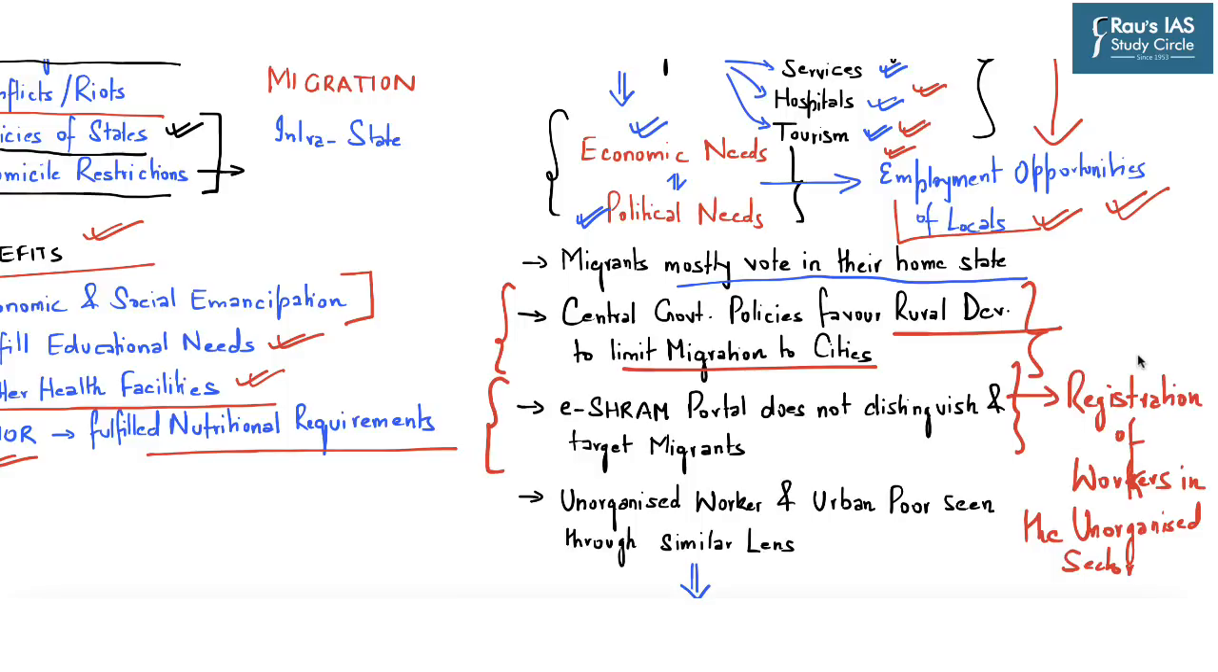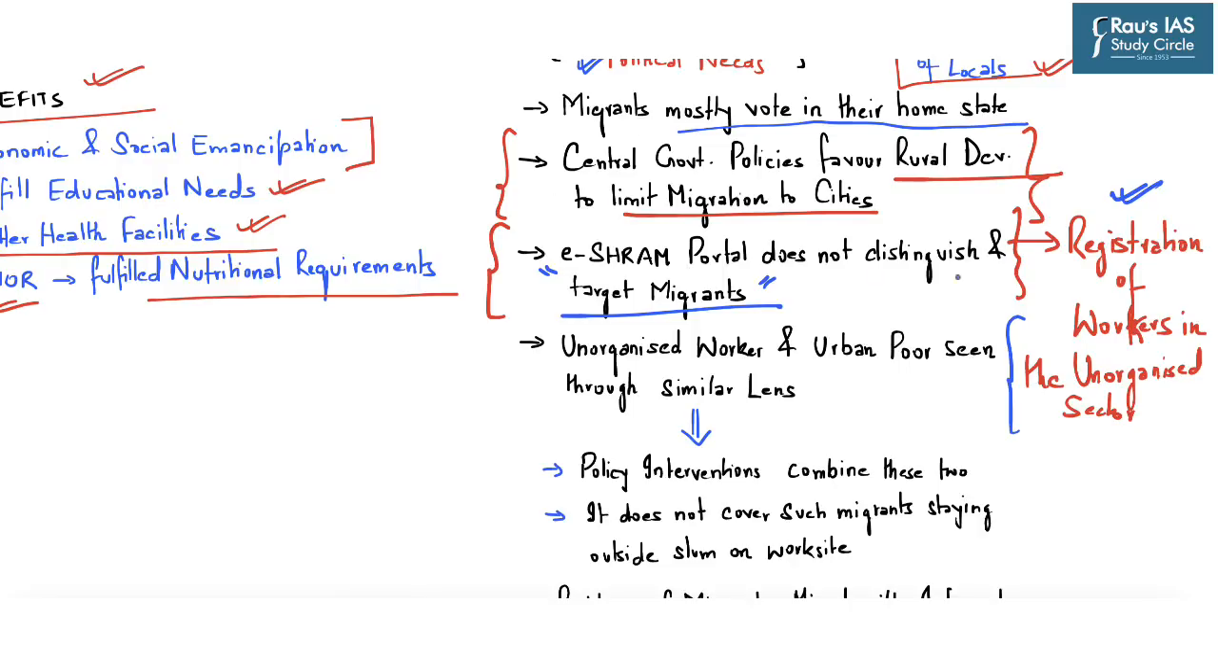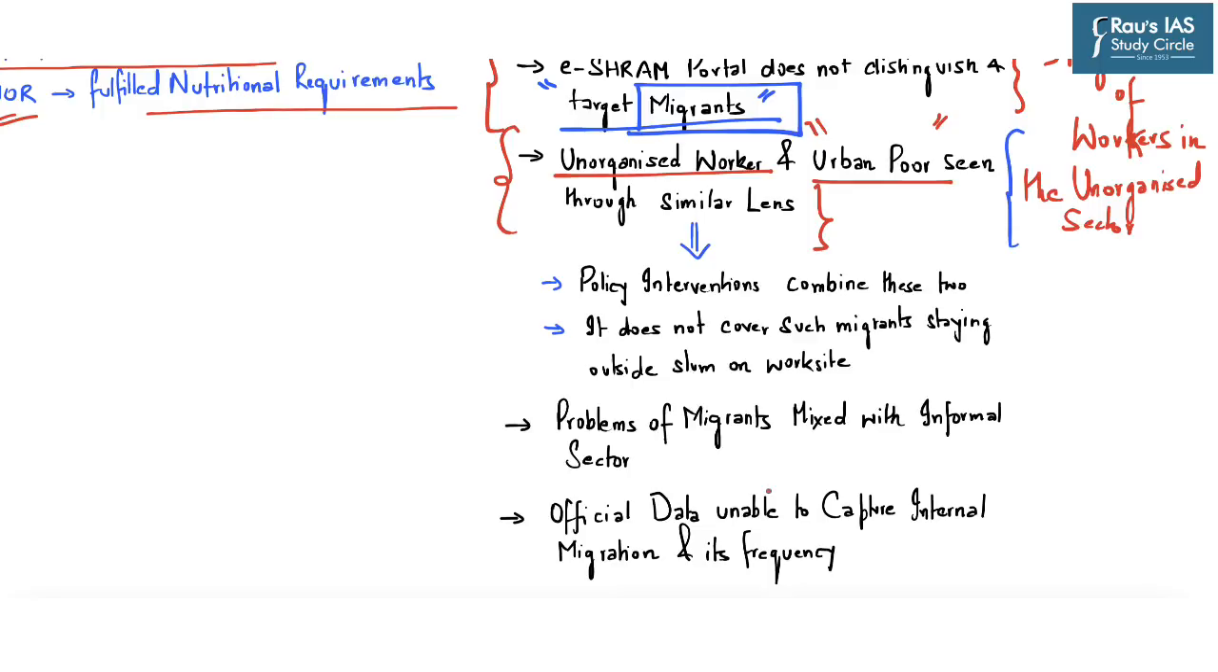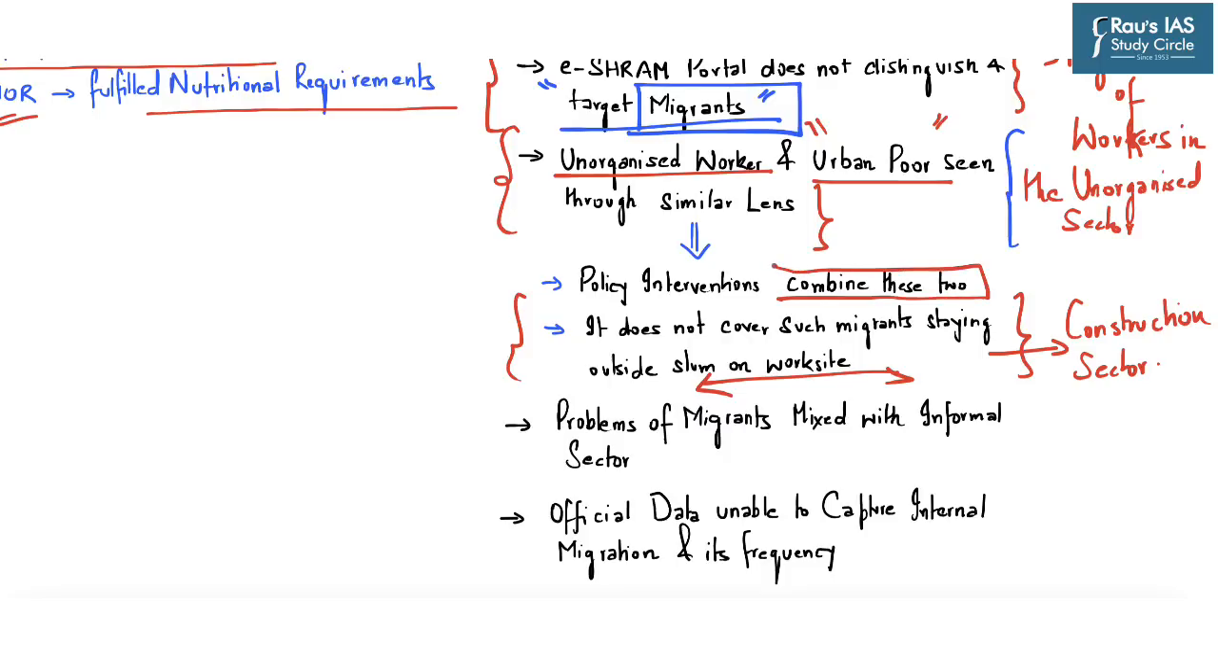Further, the eShram portal, which provides for registration of workers who are working in the unorganized sector, does not distinguish between the target migrants and workers in the unorganized sector. So this article suggests that there is a need to distinguish these migrants who will register themselves on the eShram portal of the Ministry of Labour. Now, another reason highlighted in this article is that the unorganized workers and urban poor are seen through a similar lens. And because of this, it does not cover certain migrants who do not stay in the slum areas and rather stay outside the slum area on their work site. And some of these workers who stay on the work site work in the construction sector. So the article says that the policies of the central government combine the problems of two groups, basically the unorganized worker and the urban poor. And because of this, there is a lack of a coherent policy for the migrants.